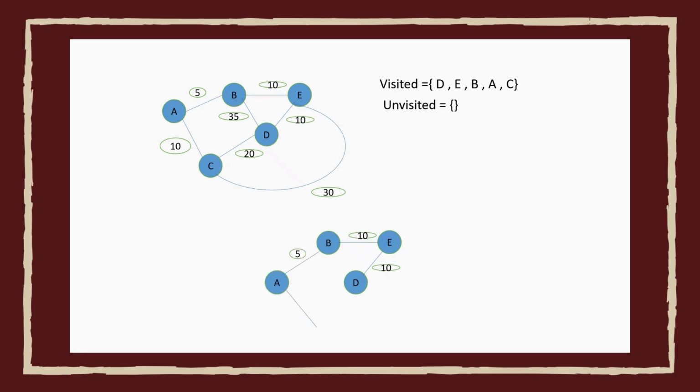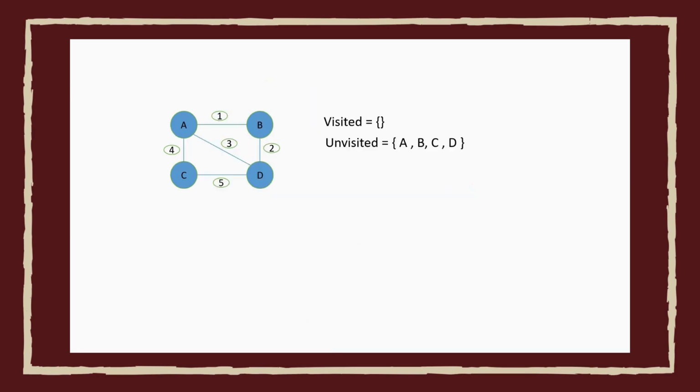At this point, all the vertices have been visited and the unvisited set becomes empty. The selected edges together form the minimum cost spanning tree, MST, of the graph. This tree connects all vertices with the minimum possible total cost and without forming any cycles.